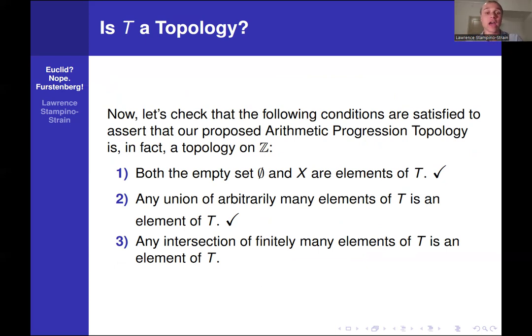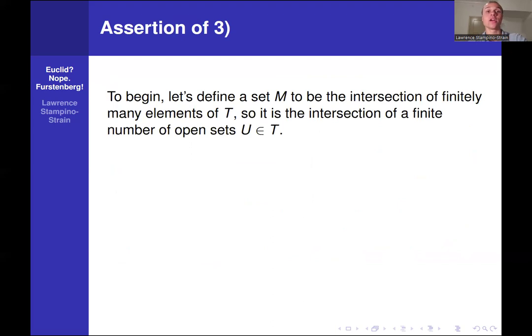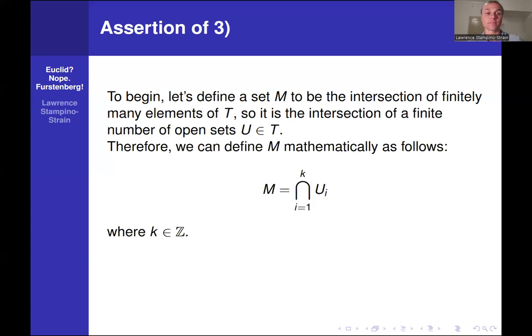All right. And so now we have to check that our last condition is true, and our last condition being any intersection of finitely many elements of T is an element of T. So let's get started with that, right? So to begin, let's define a set M to be the intersection of finitely many elements of T. So it's the intersection of a finite number of open sets U in T. Therefore, we can define M mathematically as follows.